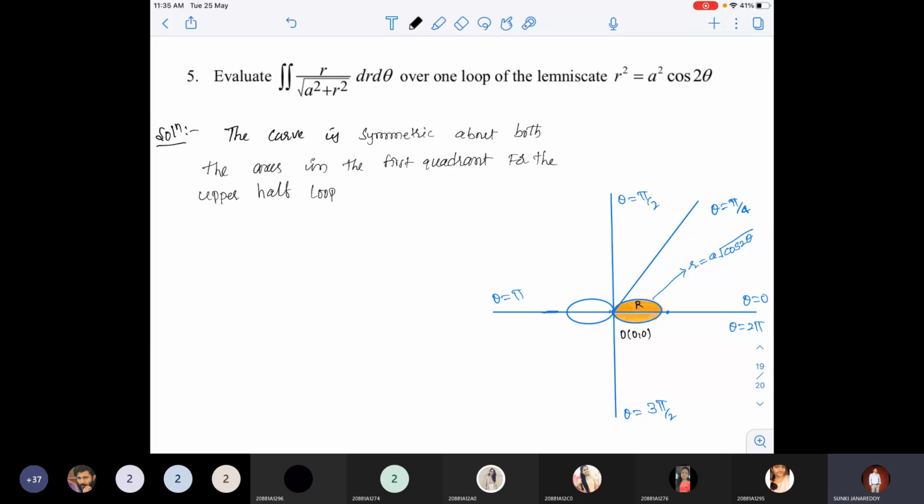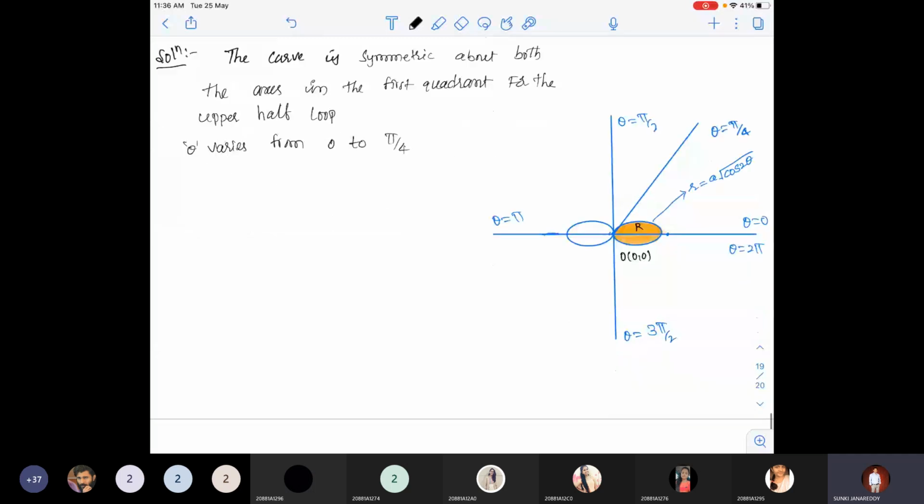Okay. Above the initial line, it is there, right? Put R here and see. For the upper half loop, what are the theta values? Tell me. Theta varies from where to where? Here 0 to pi by 4. Very good. Theta varies from 0 to pi by 4. Okay, by observation of that one.